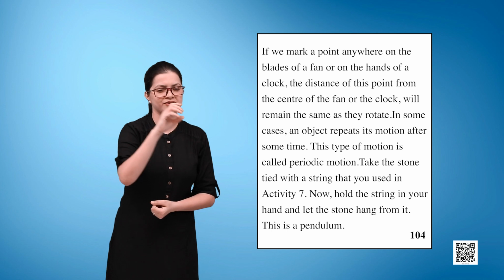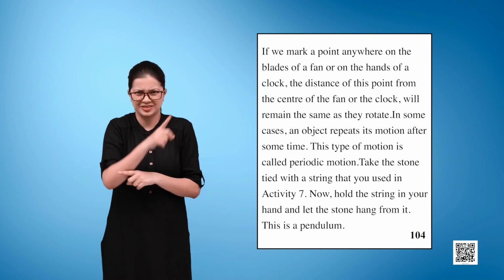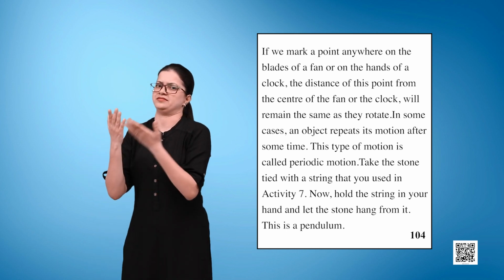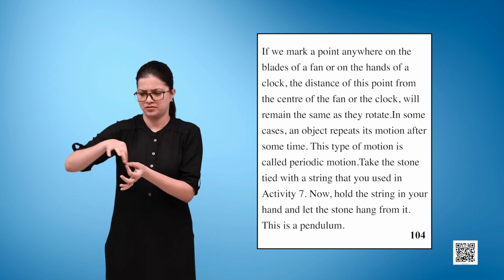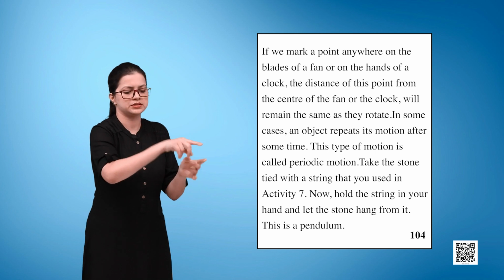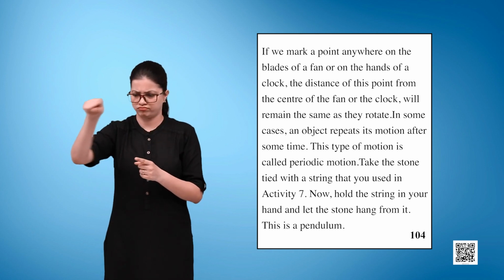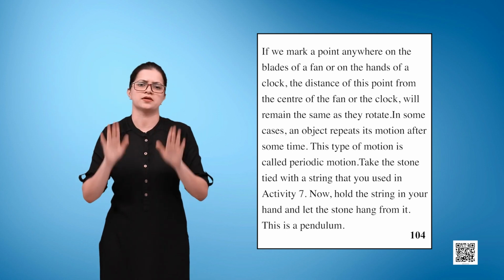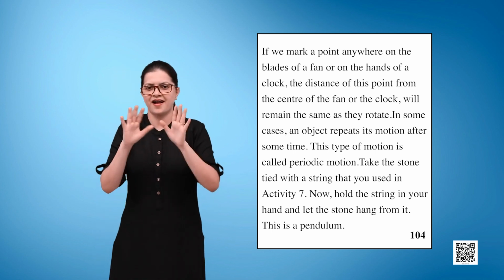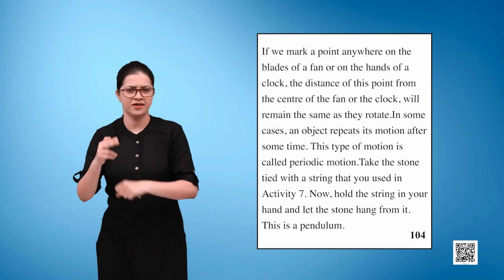Page 104. If we mark a point anywhere on the blades of a fan or on the hands of a clock, the distance of this point from the center of the fan or the clock will remain the same as they rotate. In some cases, an object repeats its motion after some time. This type of motion is called periodic motion.